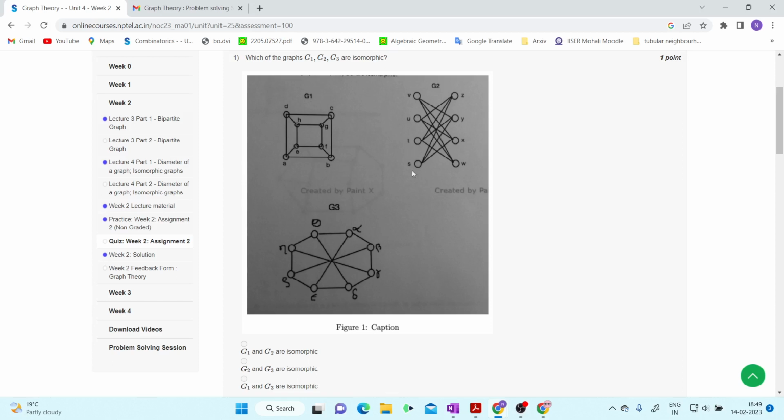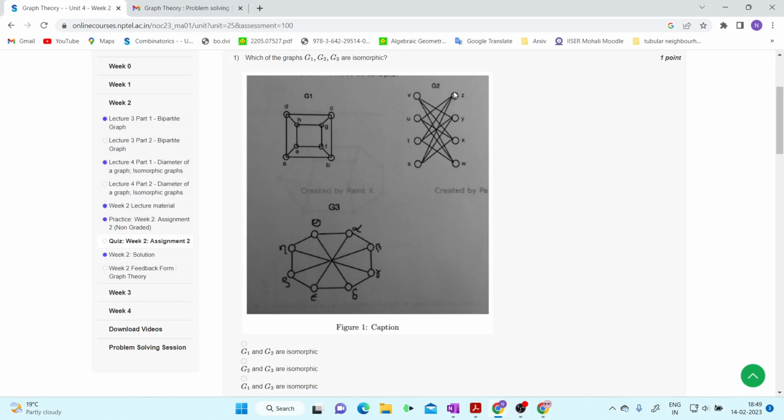Why can't we do the one-to-one relation, the vertex to vertex relation? There's one more quick way to see it. Showing that there is no one-to-one correspondence function might be difficult. So to show that two graphs are not isomorphic, you try to look at some property which is present in one graph but not present in another.